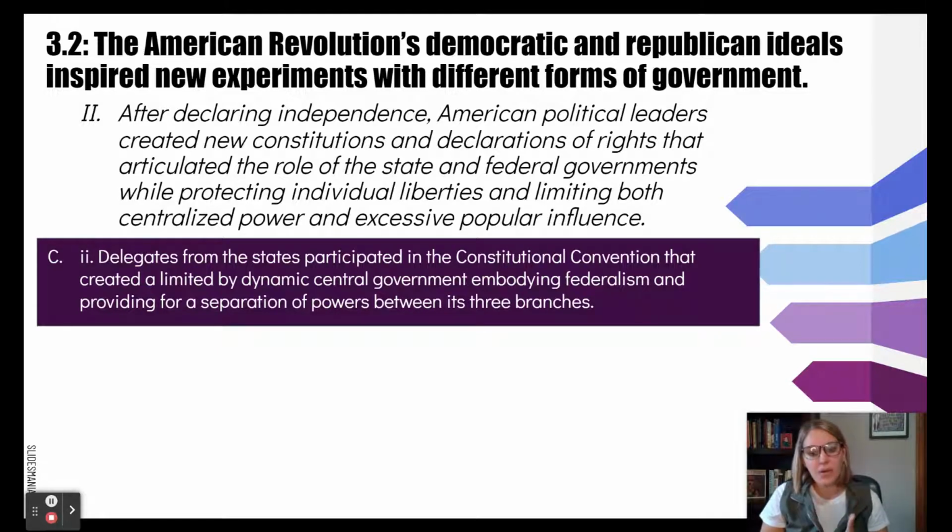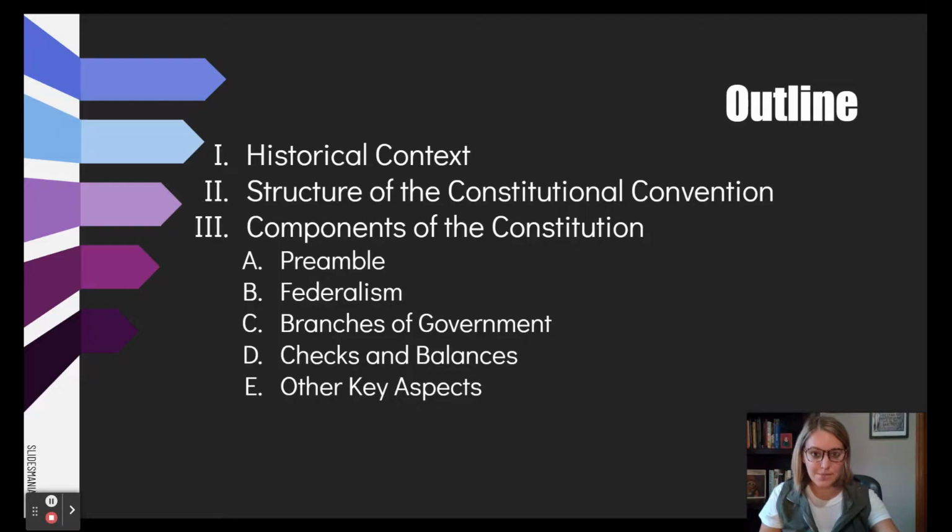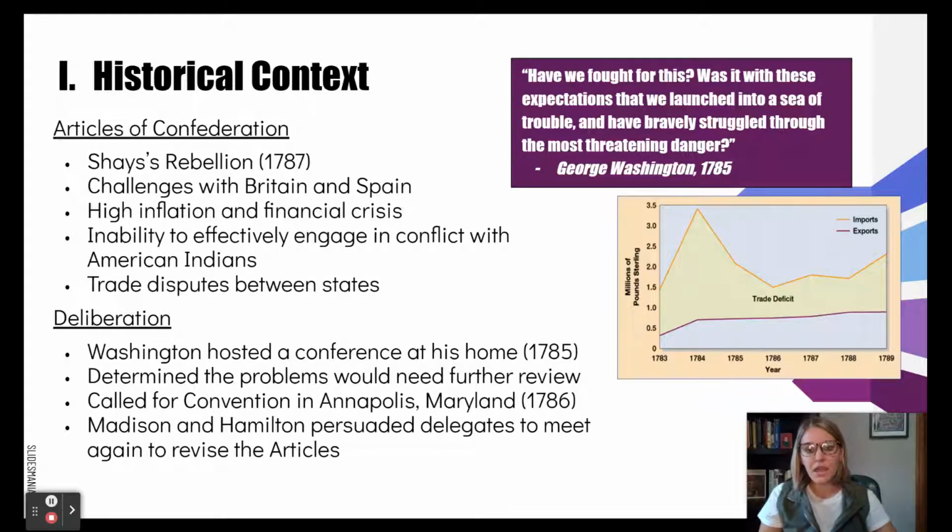So here is the main thing that we're trying to understand. We want to look at how the Constitutional Convention created a limited but dynamic central government embodying the principles of federalism, separation of powers, checks and balances, those types of things. So we're going to do the historical context, the structure, and then look specifically at these various components.